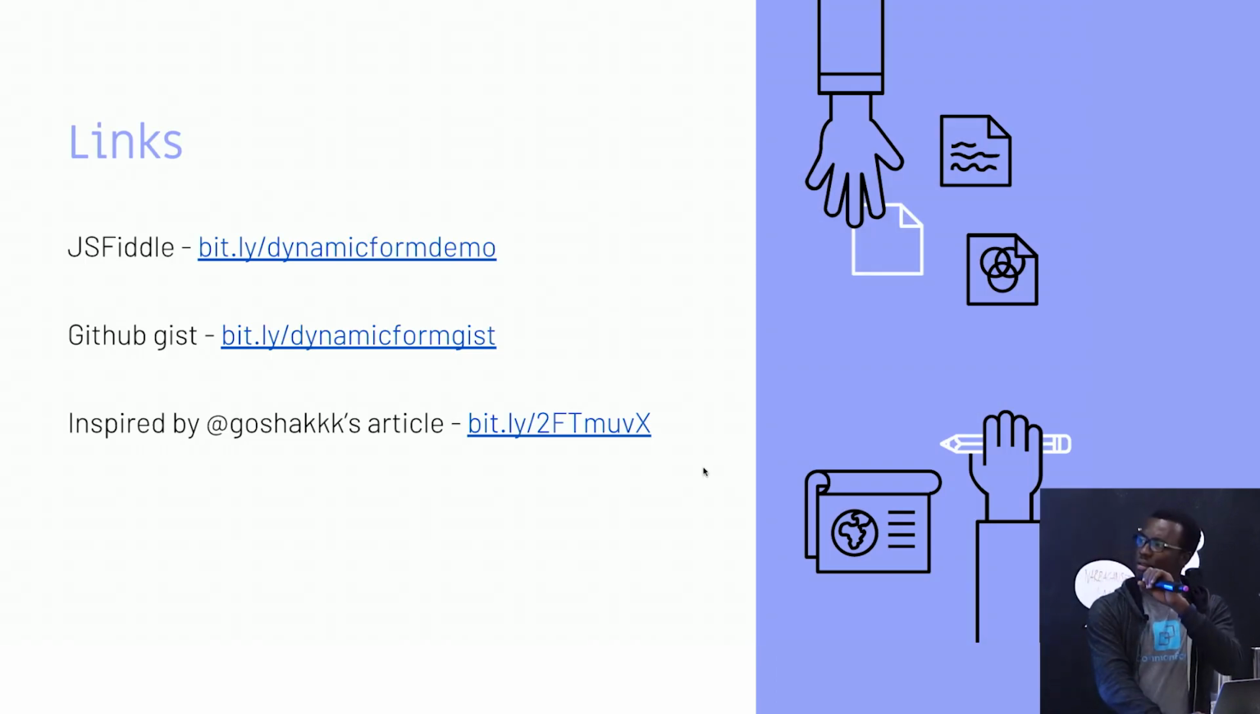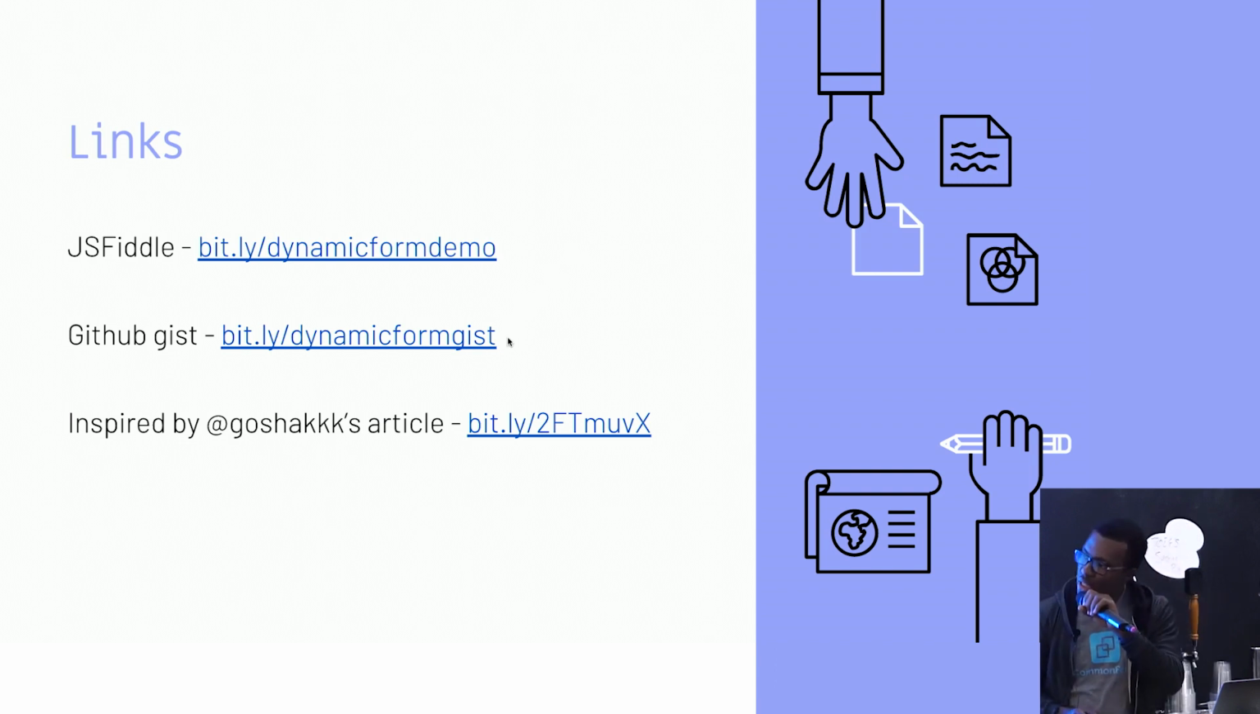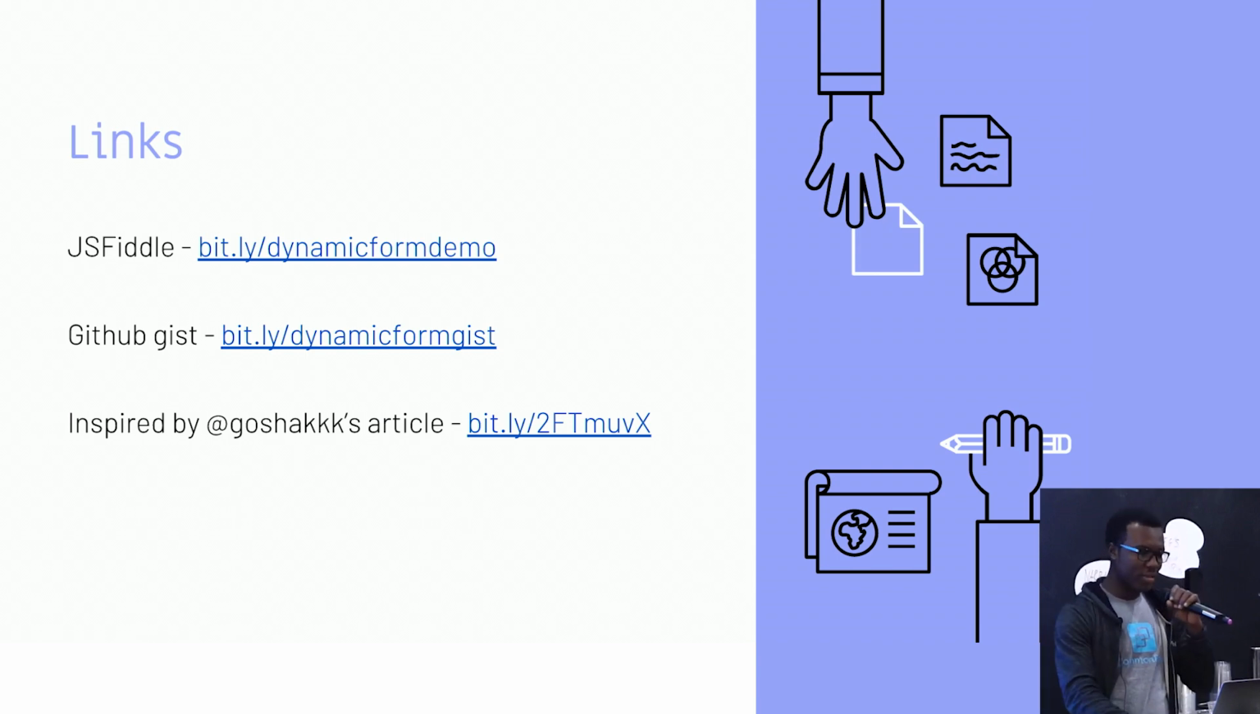For the code, you can find it on GitHub gist, bit.ly/dynamic form gist. The validation and the form component is there. And this was actually inspired by a guy named Gosha. I haven't met him before, but I read one of his articles online, and I like the way he thought about the form components.